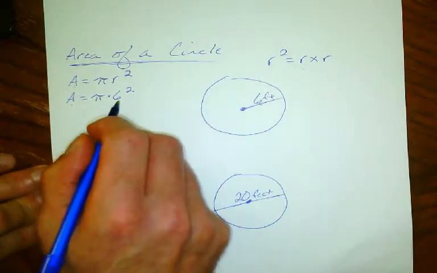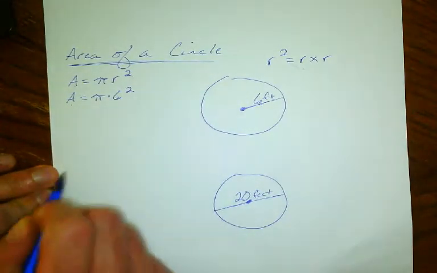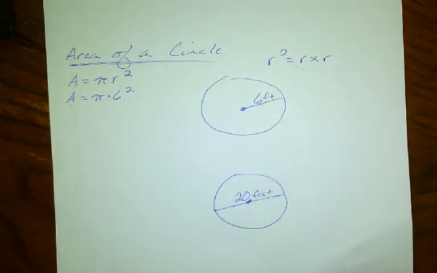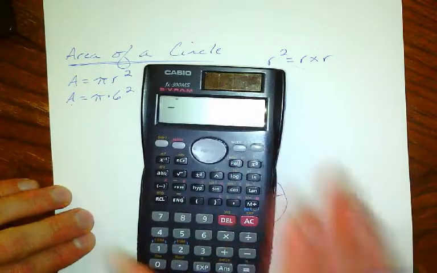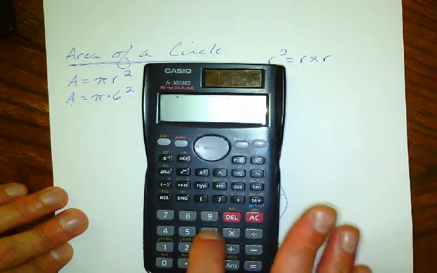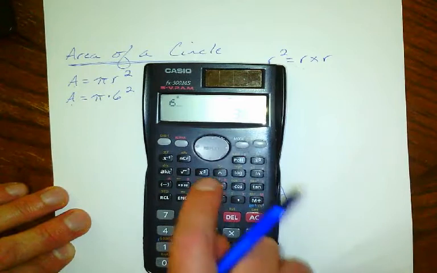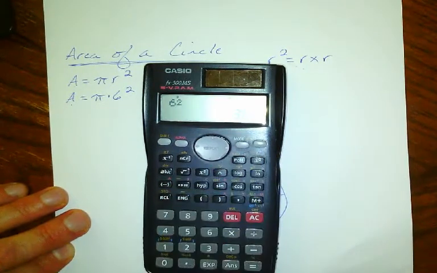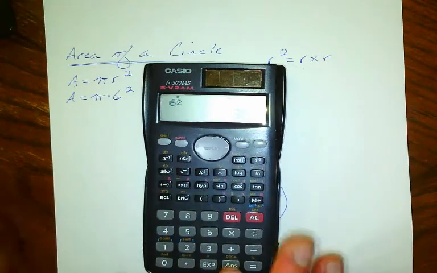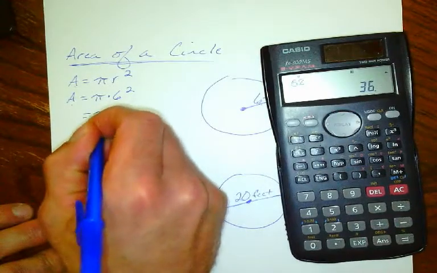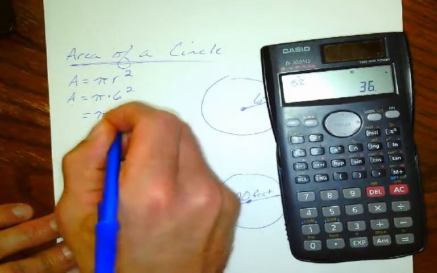Now we could do a lot of these exponents in our head. 6 times 6 is 36. But as you get to bigger numbers, you can use your calculator. You could type in 6, and you could do times 6. That gets you 36. Or you could do 6 and then hit the little x2 button for an exponent of 2. That'll also get you 36. So you can do exponents on your calculators and on your phones. So we have pi times 6 squared, which we said is 36.